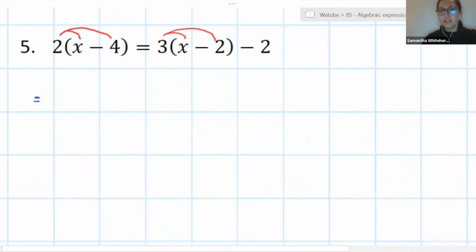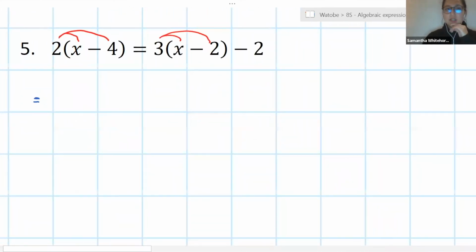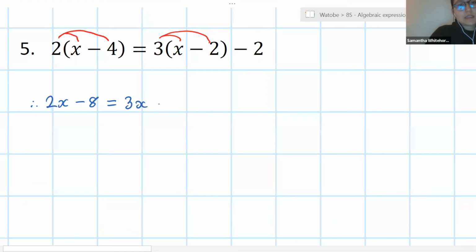Right, guys, so let's have a look at this question 5 that we were busy on. I'm hoping that you have been working on it. If we go and distribute, we've got 2x minus 8 is equal to 3x minus 6. And then I've just got that minus 2 on the end. That wasn't being multiplied. It's just minus 2. Now I can start dealing with my inverse operations.